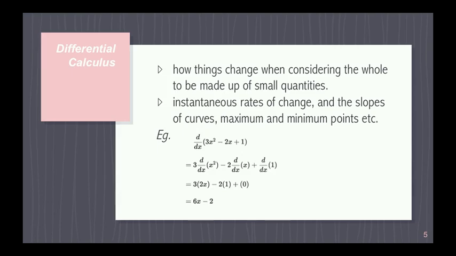But basically, differential calculus deals with all the small parts that make up the whole system, and it breaks things into smaller quantities so that we can determine how the small changes affect the whole.